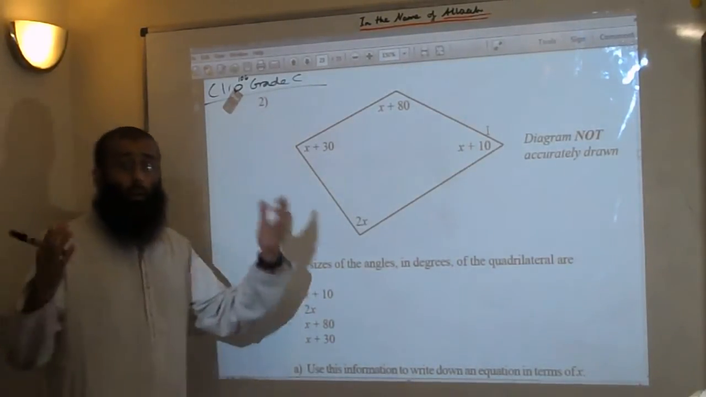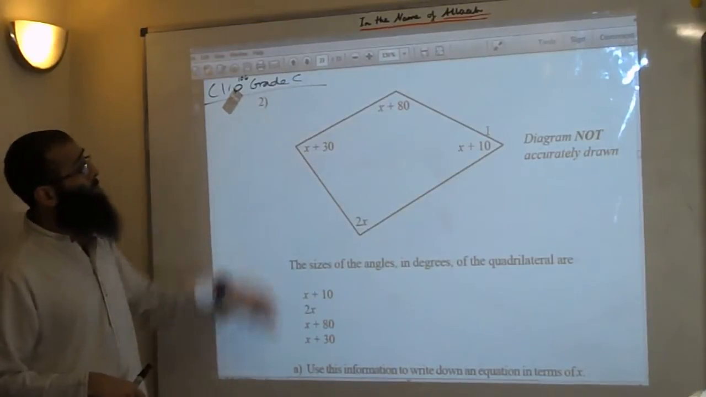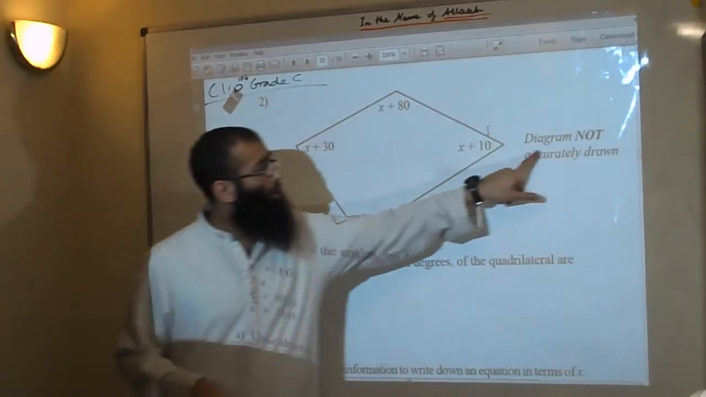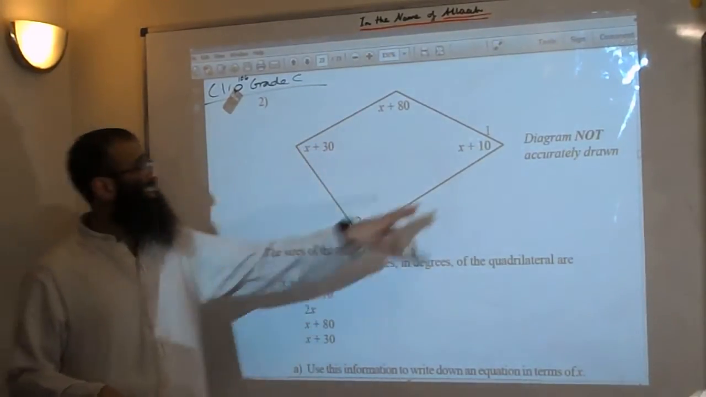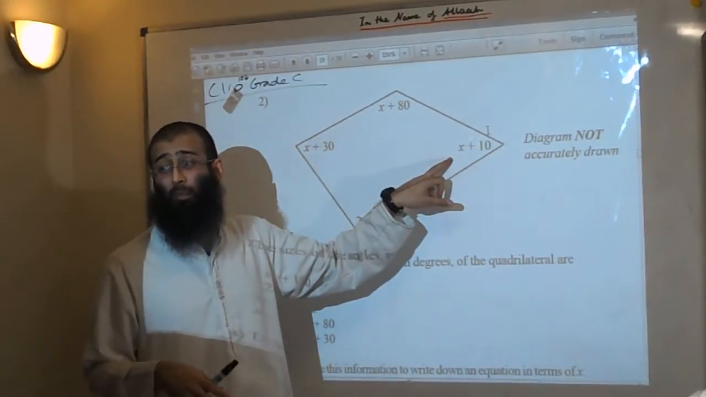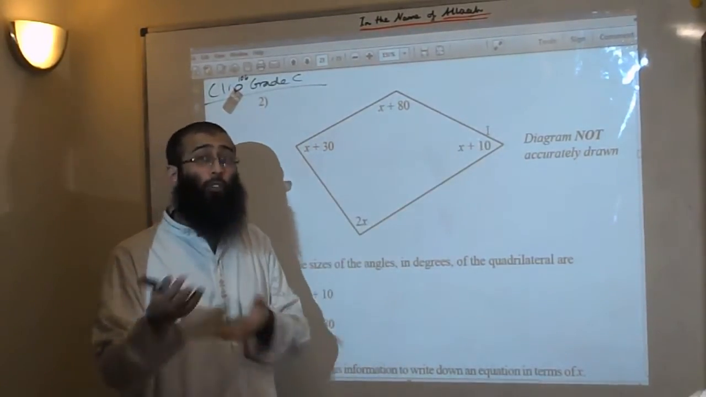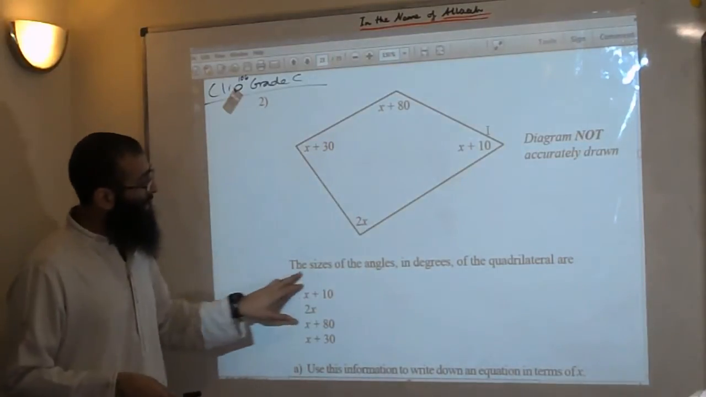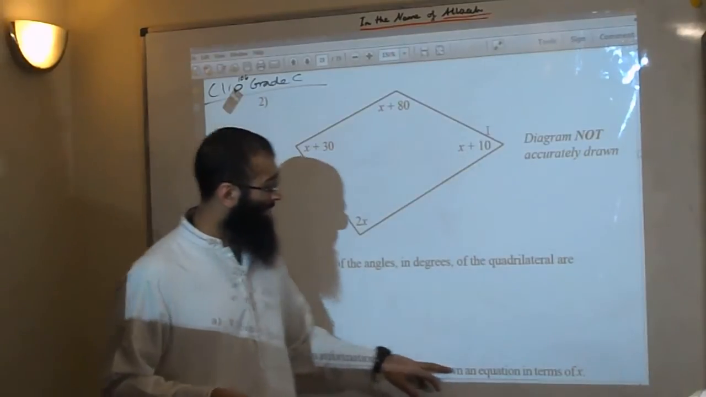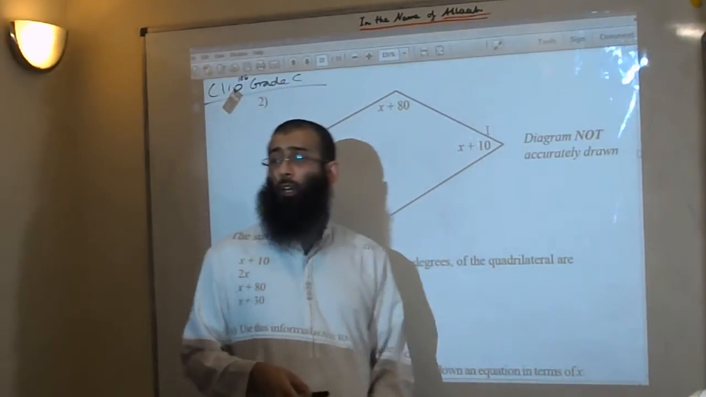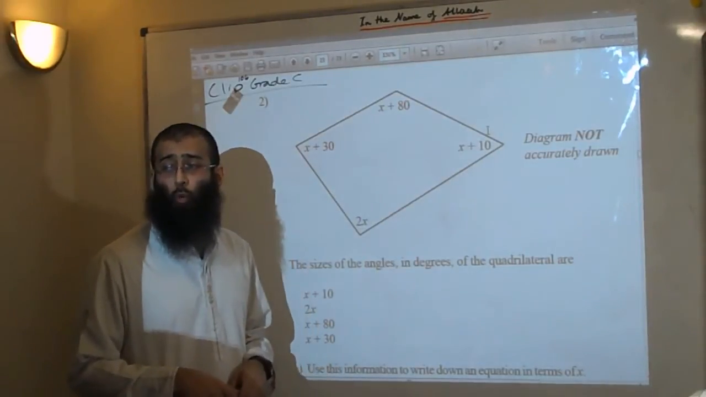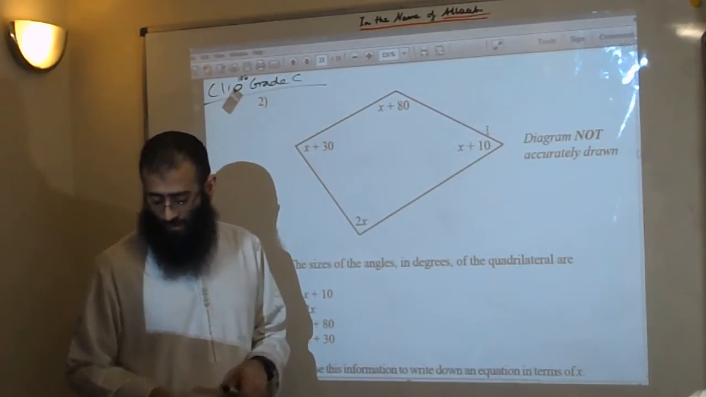Right. Okay, folks, let's start question number 2. Question number 2, we have a quadrilateral, diagram not accurately drawn. That is the key phrase. Don't get out your protractors and start measuring the angles, for example, or start measuring the lengths in a different type of question. It's given us the size of 4 angles of the quadrilateral. Use this information to write down an equation in terms of x. An equation is different than an expression. An equation should always have an equal sign in it.